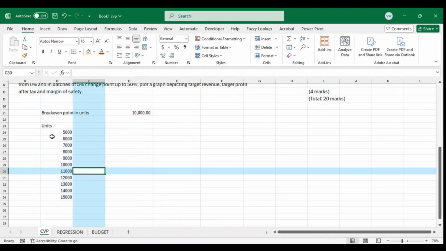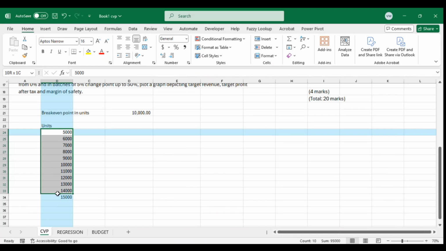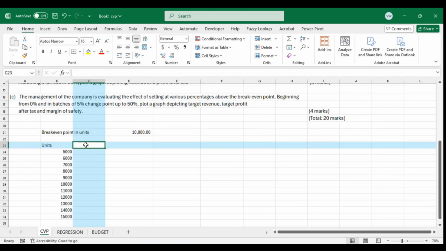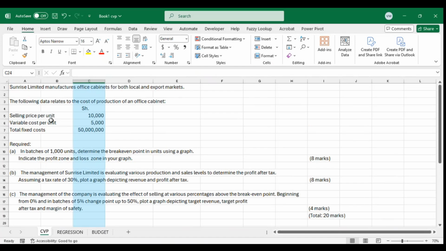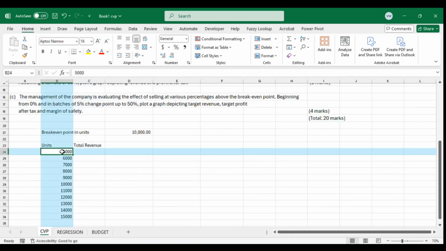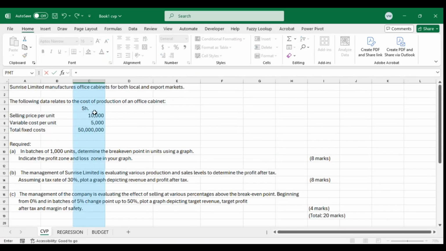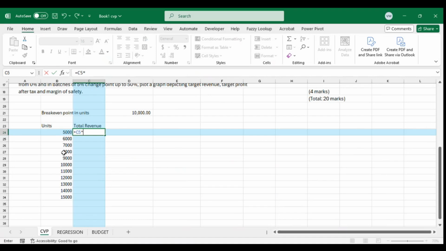Then that will give us the units from 5,000 units to 15,000 units. So the next thing we need now is the total revenue. I want to get the total revenue. I know that the total revenue is given by the unit selling price, which is 10,000, multiplied by the number of units. So if I want to get the total revenue, I'll take the unit selling price, which is 10,000, and multiply by the number of units.